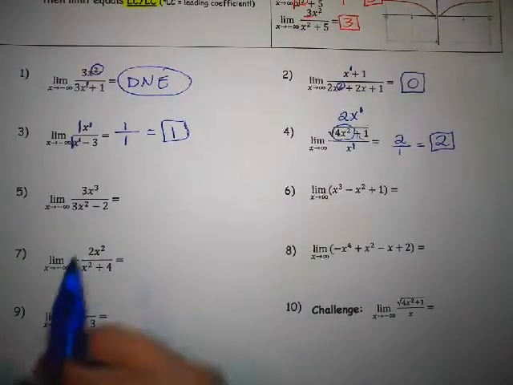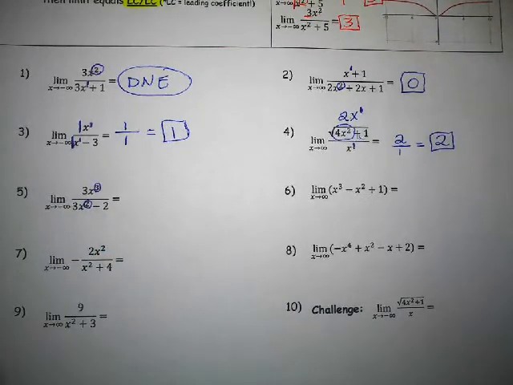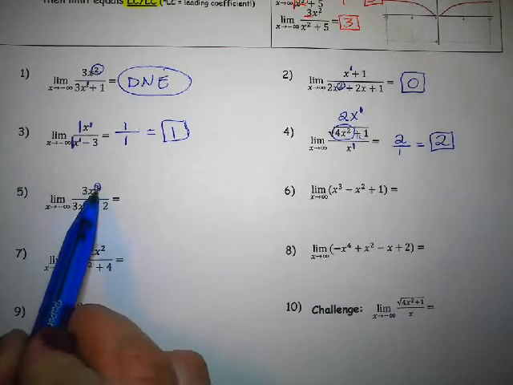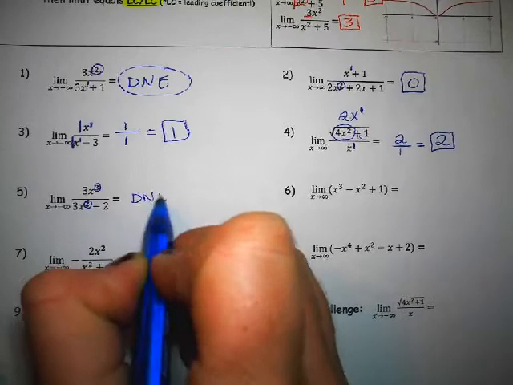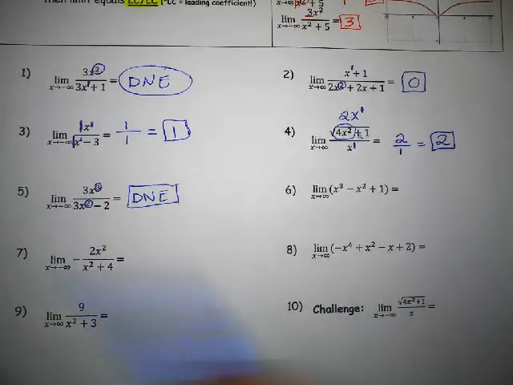Okay, next up, number 5. Looking at my degrees, the degree of the top is 3, the bottom is 2. The numerator's larger, it's top heavy. It does not exist.